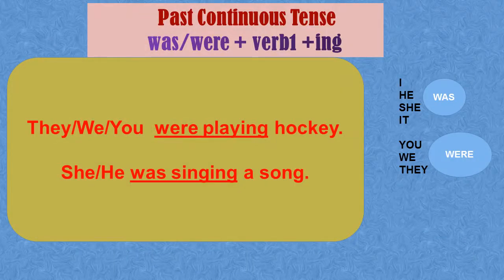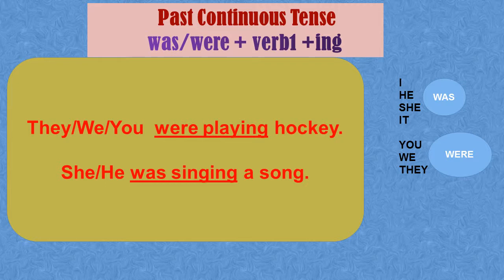Let's move to past continuous tense. This tense is used to denote an action that was going on at some time in the past. In this, we use was, were plus first form of verb plus ing.